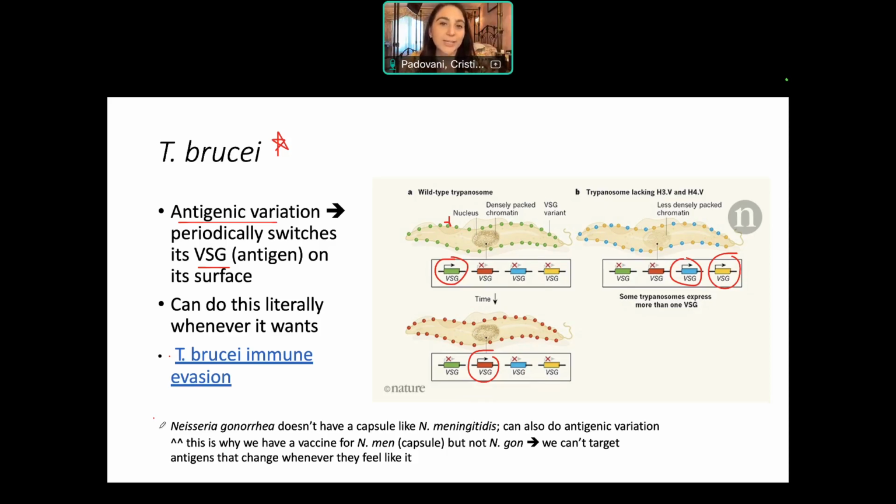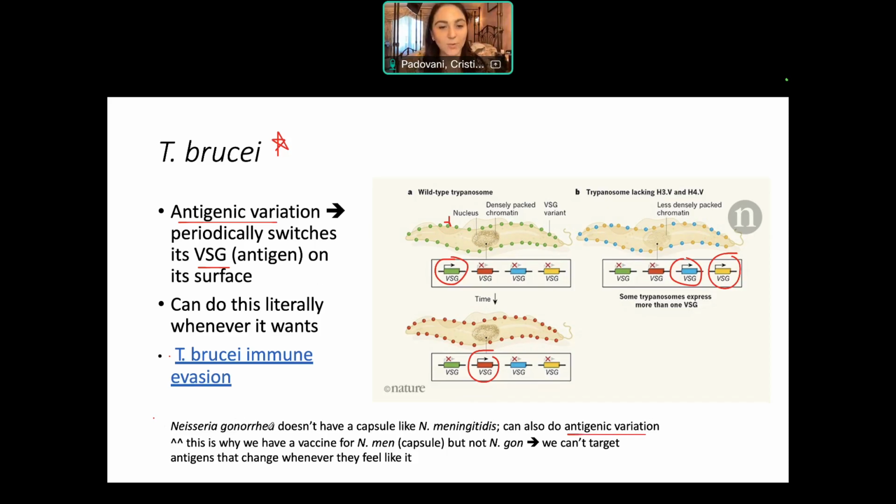So meningitis has a capsule. And it doesn't really do what strep pneumo does, where it has all these variants of the capsule. But it does have a capsule that you can get vaccinated against and then protect yourself from meningitis. So what about Neisseria gonorrhea? Neisseria gonorrhea doesn't have a capsule, but it can do antigenic variation. So it can kind of do this.